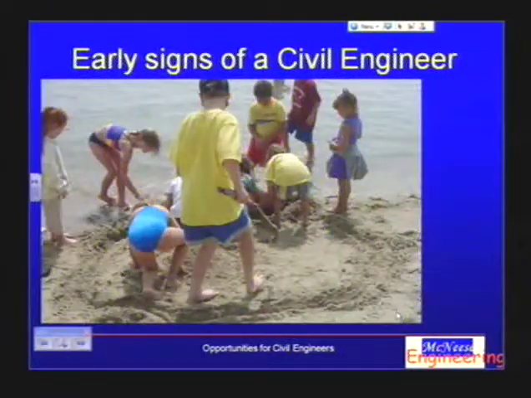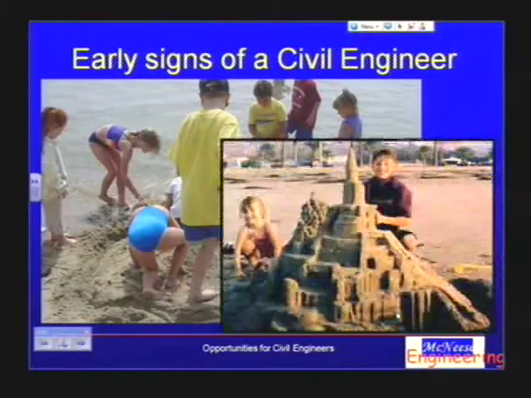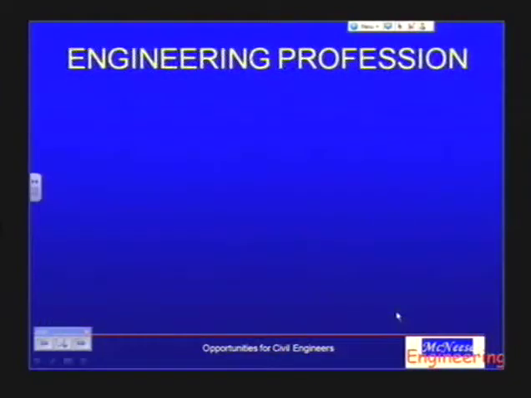If you're the type of person who likes to get out and get your hands dirty, and as a kid you liked to play out in the sand and do whatever, and you could take sand and do something like that with it, chances are you might want to be a civil engineer or think about it.